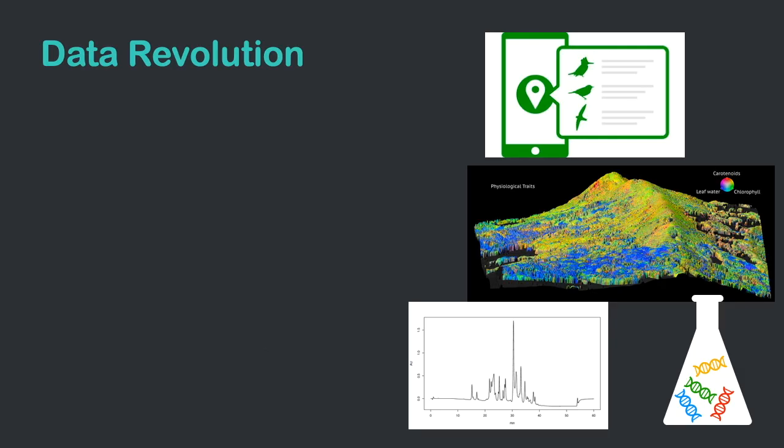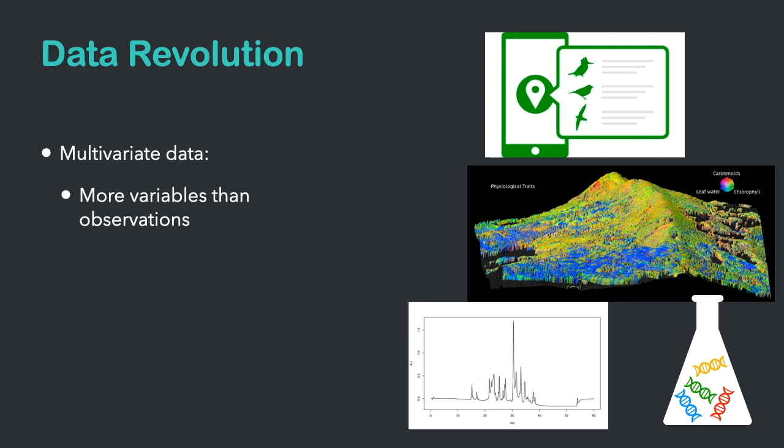So with the ecological data revolution, we are often getting lots of data from things like community science, remote sensing, metabolomics, eDNA, and other sources. And with multivariate data like this, it's common to have more variables than observations, or to have highly correlated predictors, which means that we often need to use some specialized statistics to deal with this.